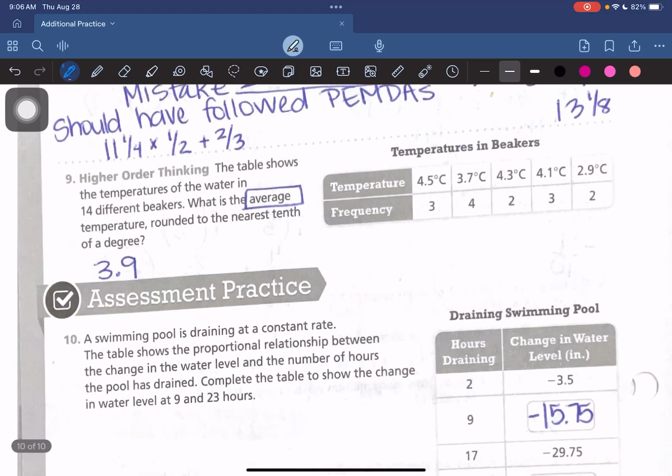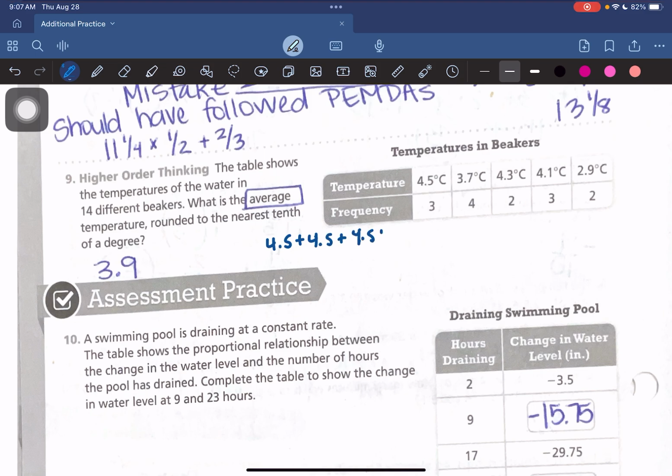The table shows the temperatures of water in 14 different beakers. What is the average? Remember, average means mean. Those 2 words are synonyms. What is the average temperature rounded to the nearest tenth of a degree? So we can see that the 4.5 happened 3 times. So if we were adding all of these up, we would really say 4.5 plus 4.5 plus 4.5.